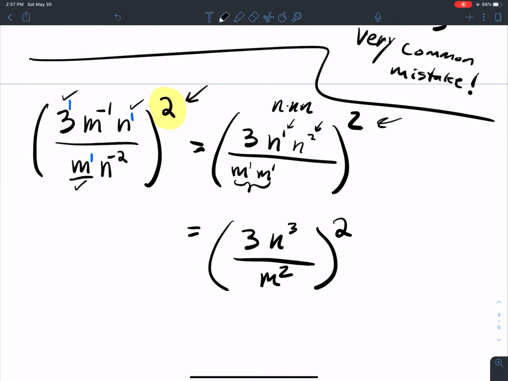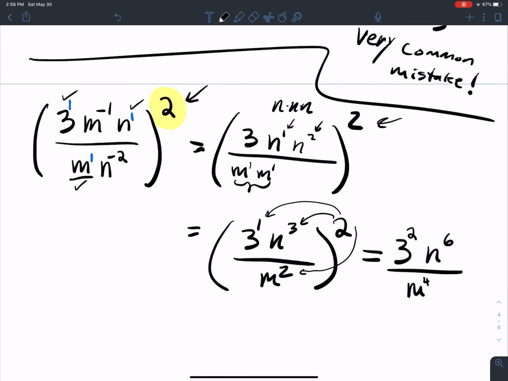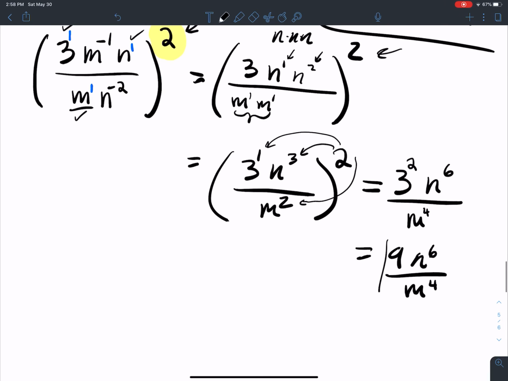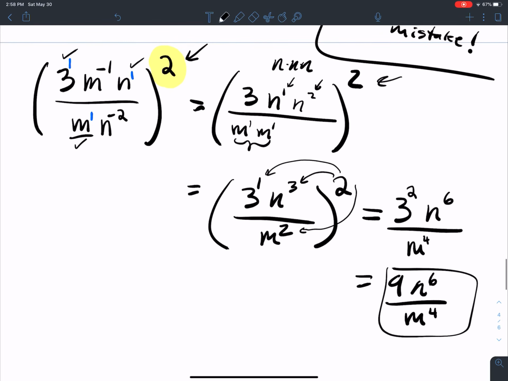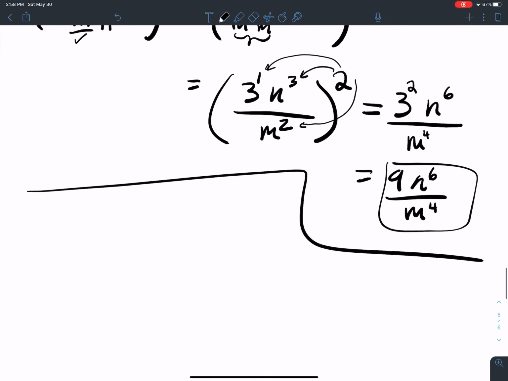So what's this going to be? I still have 1 there, so 2 times 1, so that's 3 raised to the 2. And then 3 times 2, so that's n to the 6. And then I divide by, well, this 2 and this m squared, that's going to be m times m, which is m to the 4th. Now 3 squared is 9, so I have 9 n to the 6 over m to the 4th right there, and that's our final answer. We'll do one more, and I think we'll be done with exponents.